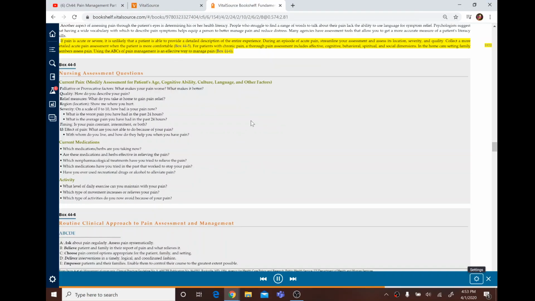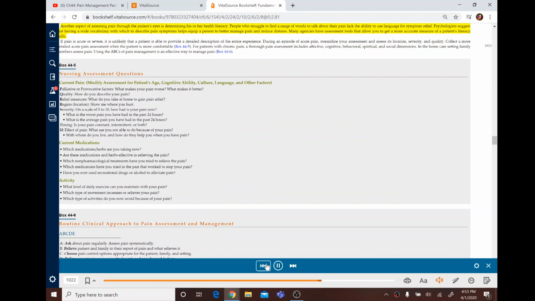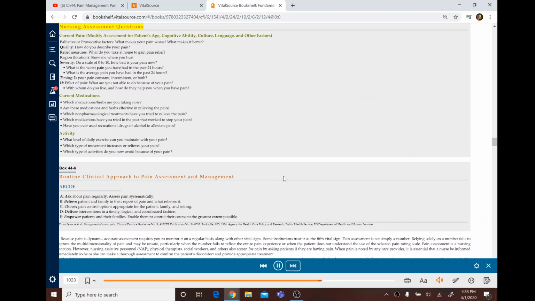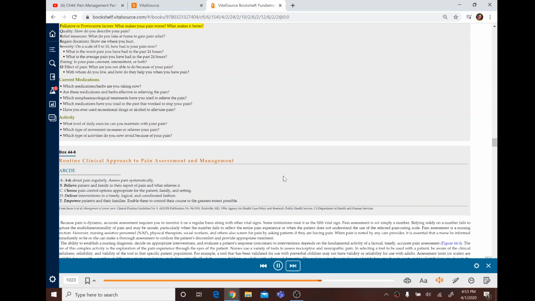Box 44-5. For patients with chronic pain, a thorough pain assessment includes effective 10 and up. Box 44-5. Nursing assessment questions. Current pain: modify assessment for patient's age, cognitive ability, culture, language, and other factors.